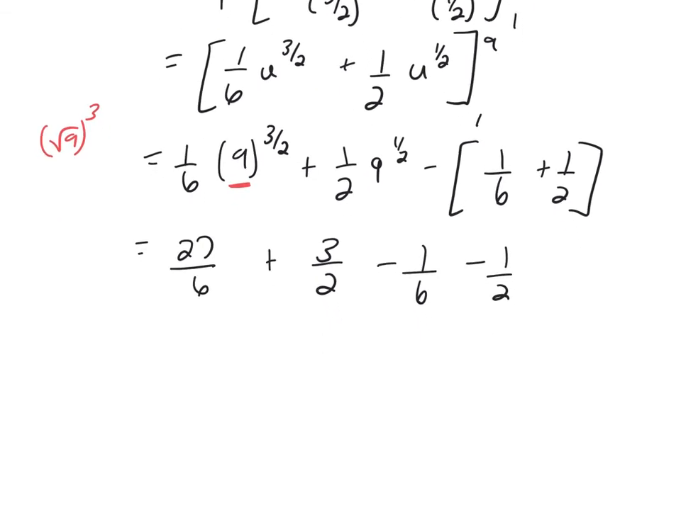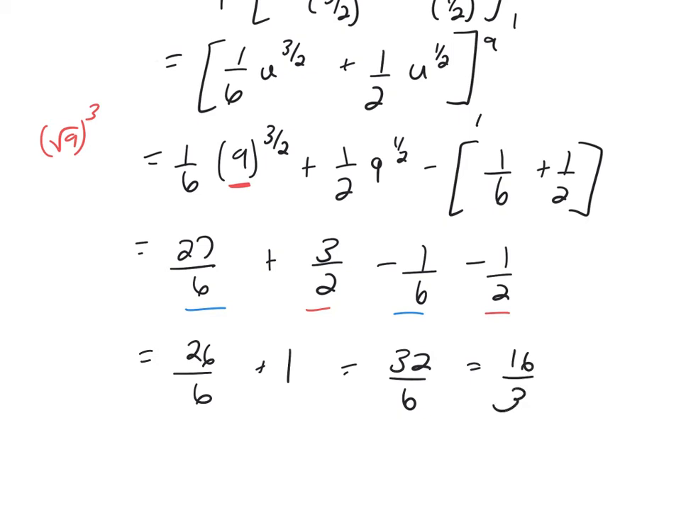So if you combine these two, you'll get 26 over 6. If you combine 3/2 minus 1/2, you'll get a plus 1. So in total, you're going to get 32 over 6, or 16/3 as your answer.